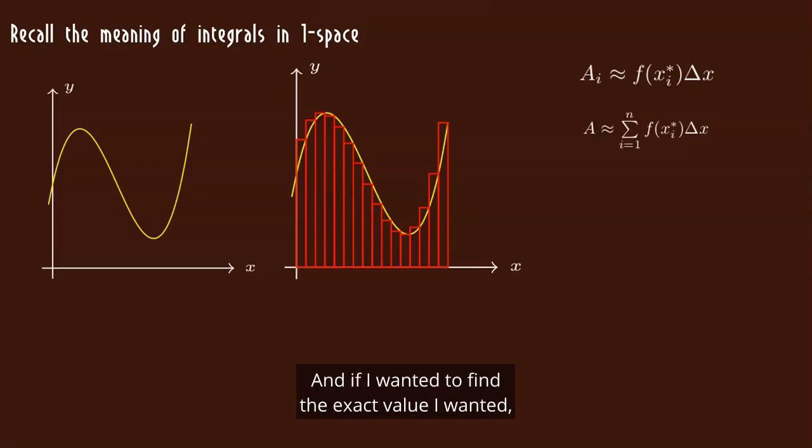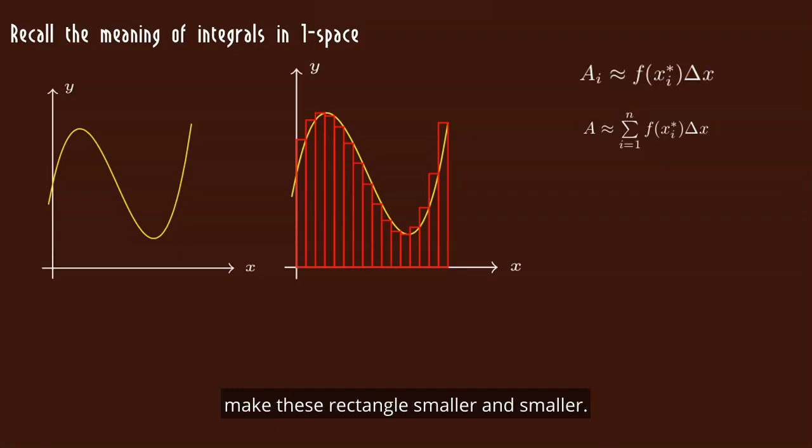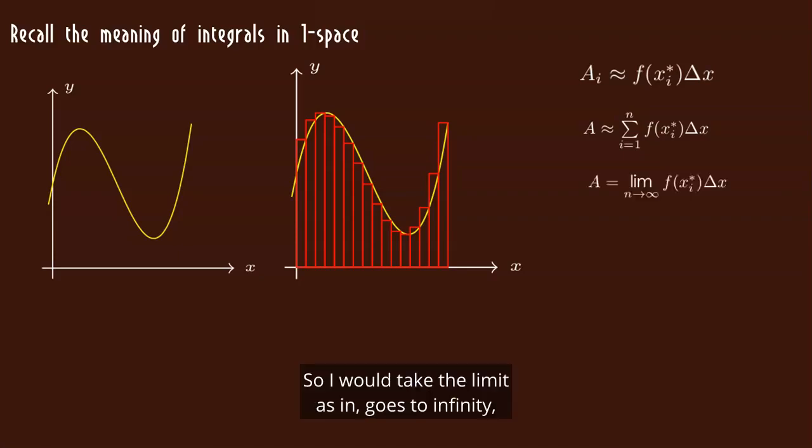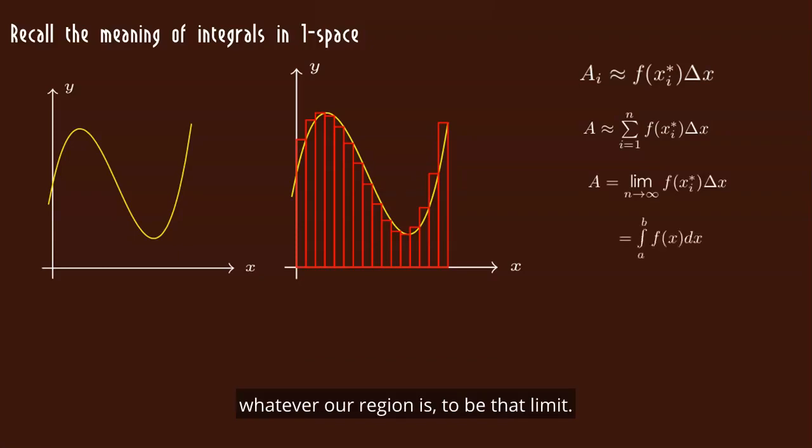And if I wanted to find the exact value, I wanted to make these rectangles smaller and smaller. So I would take the limit as n goes to infinity. And then we define the integral from a to b, whatever our region is, to be that limit.